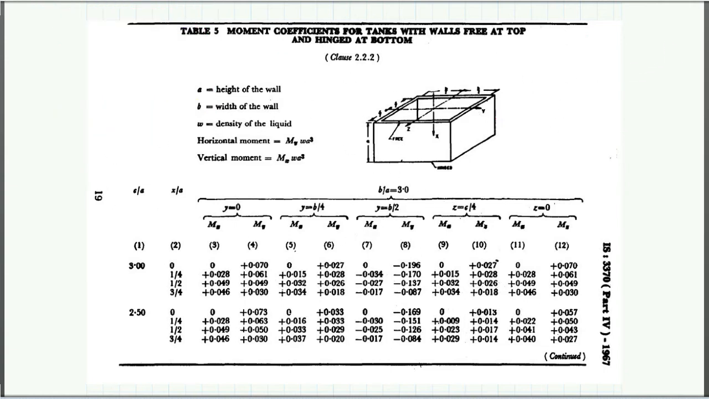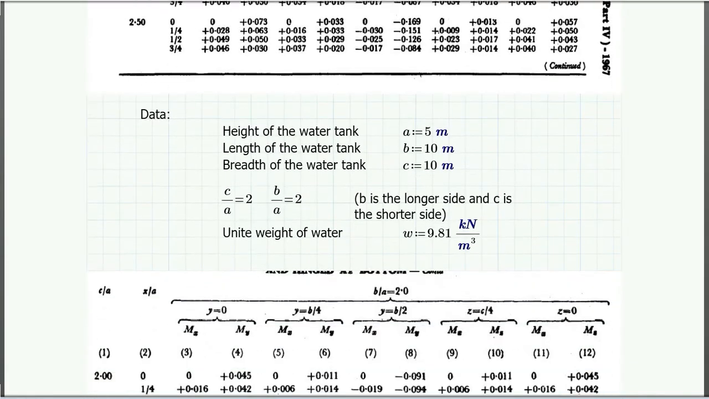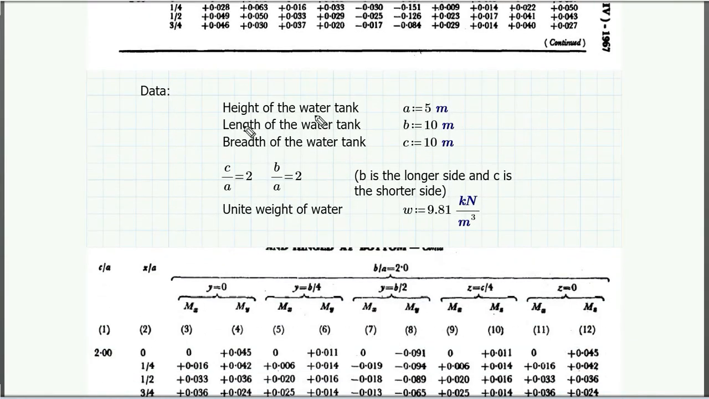Now let's go into our problem. What our problem tells us: the height of the water tank is given as 5 meters, right? And the length of the water tank B is given as 10, as well as the width, both are the same, so C is equal to 10 meters. So B and C are 10 meters, 10 meters, and A is 5 meters.